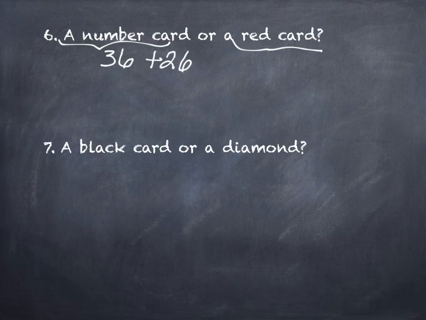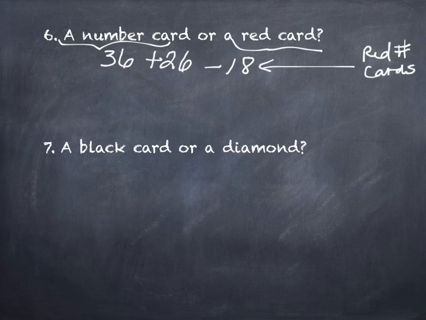But I counted some stuff twice. What did I count twice? The red number cards. So how many red number cards are there? There's 18, right? Yeah, 18 red number cards. So this 18 here at the end, these are the red number cards. If there's 36 number cards, half of them are red. So that's one way to do it. Or you could actually find that there's 9 in each suit, and there's 2 suits that are red cards.